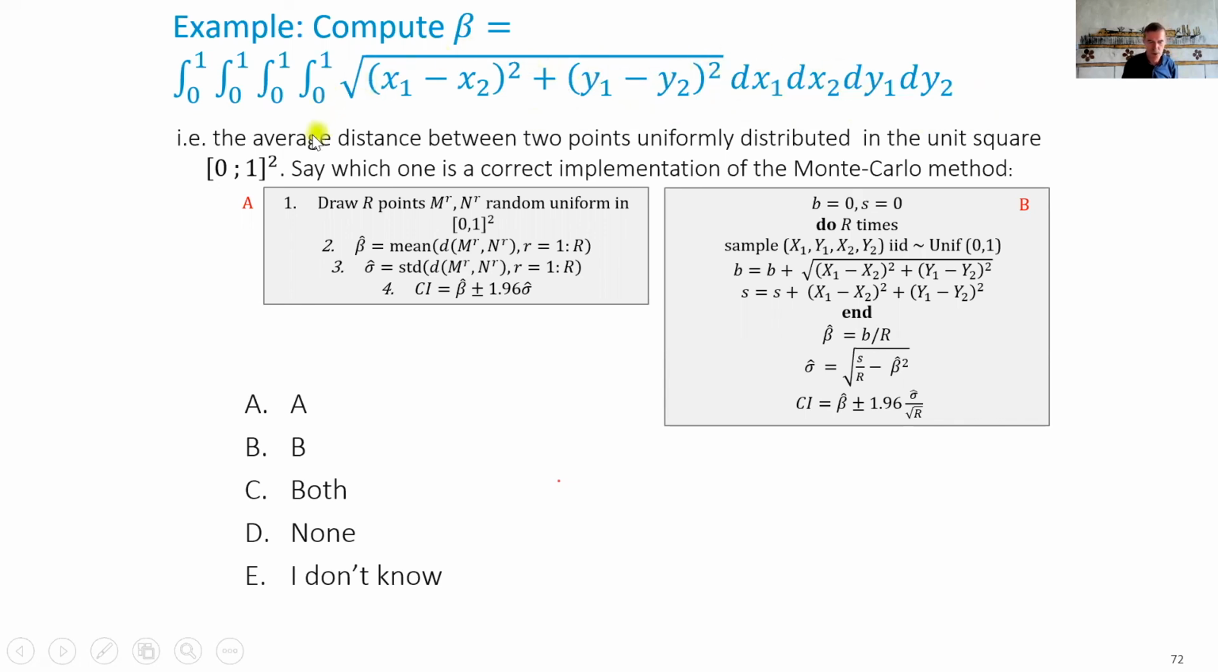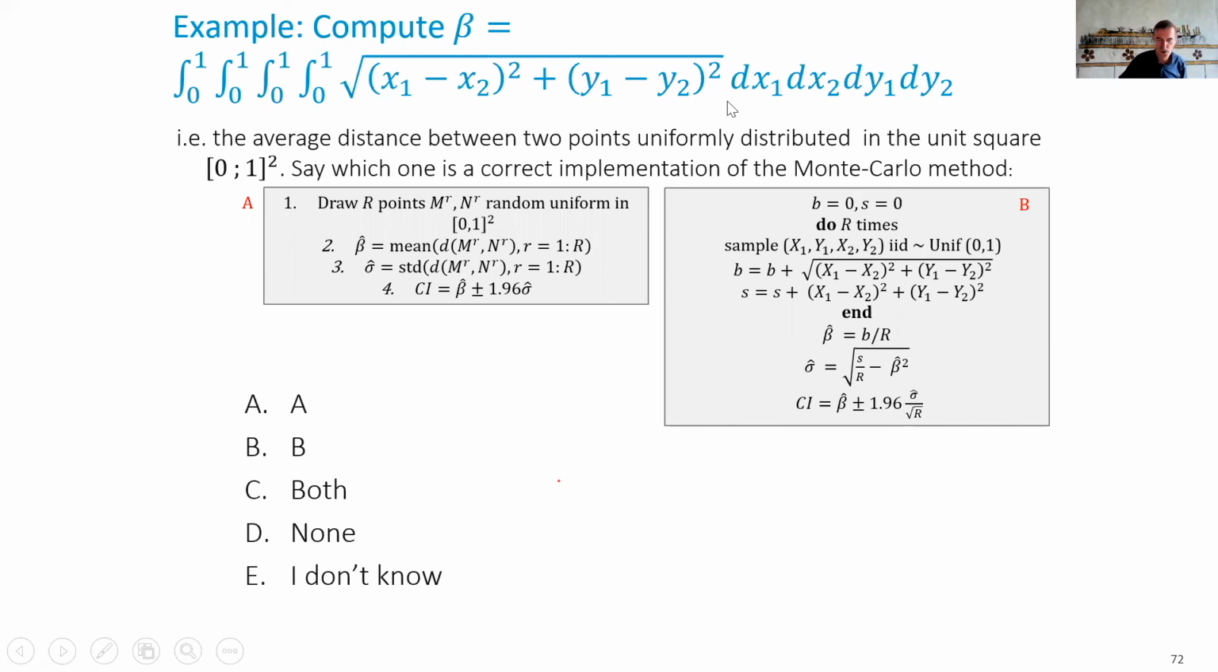So this can be interpreted as the average distance that we have when we draw 2 points uniformly in the unit square. I draw a first point, I draw a second one, I measure the distance. The distance itself is a random variable, and beta is the expectation of this random variable. In this specific case, it can be computed. There's a very, very long formula that was found not so long ago.